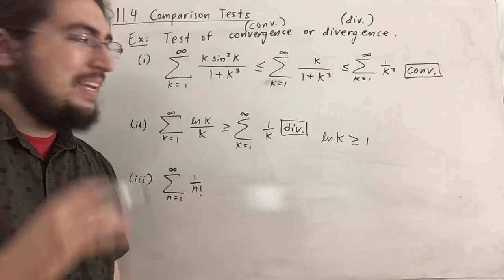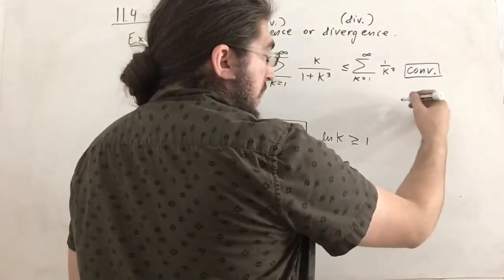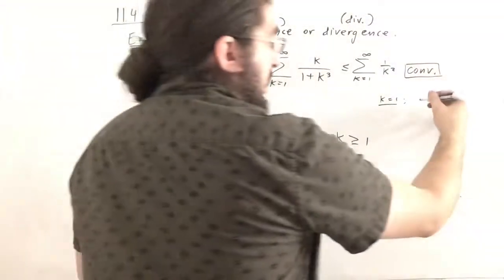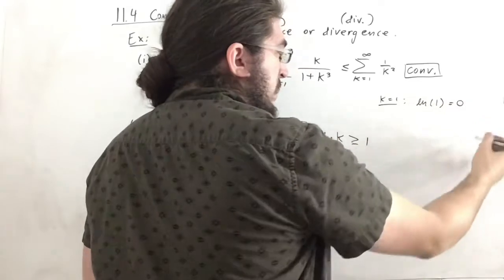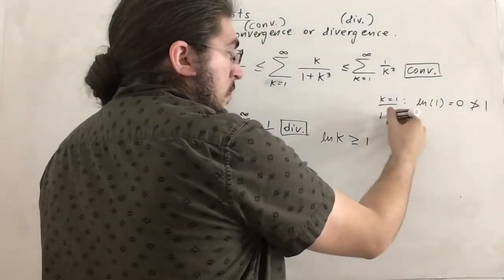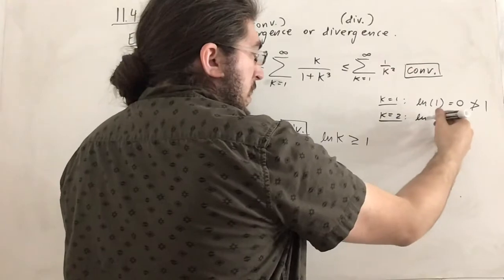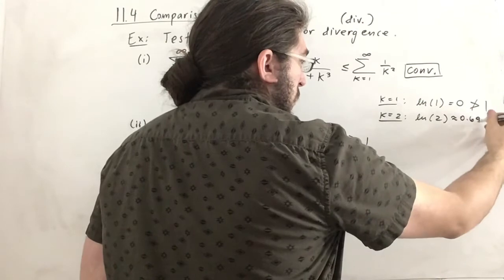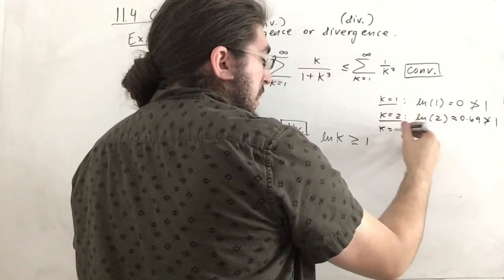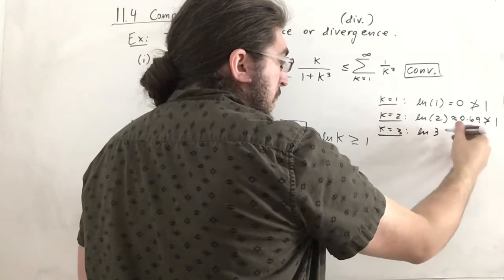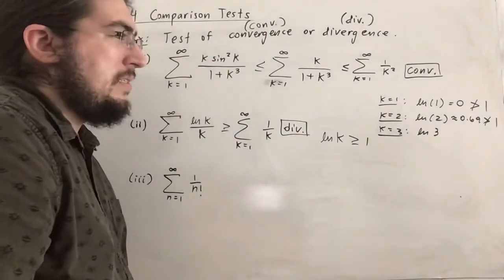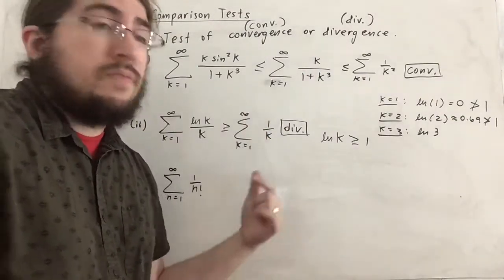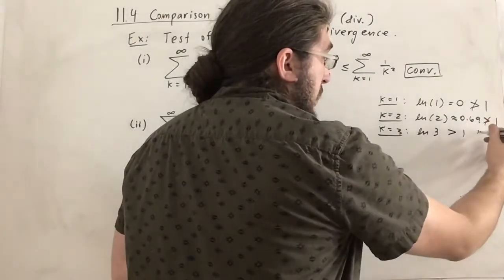Because it's not. Now, when k is equal to 1, because that's where we start, of course, we have ln of 1, which is 0. That's certainly not bigger than 1. When k is equal to 2, that's ln of 2, which is about 0.69, which is also not bigger than 1. K equals 3 gives us ln of 3. Ln of 3 is, I don't know what it is off the top of my head, but I know it's bigger than 1 because 3 is bigger than e, and ln of e is 1. So this most certainly is bigger than 1 finally.